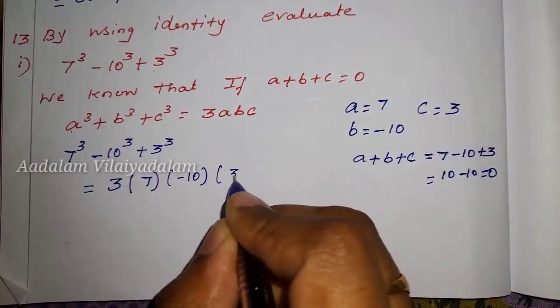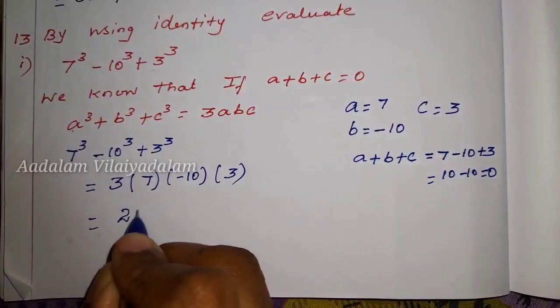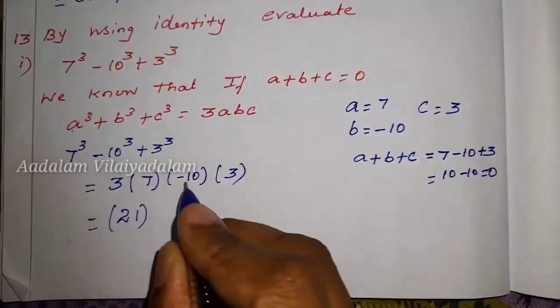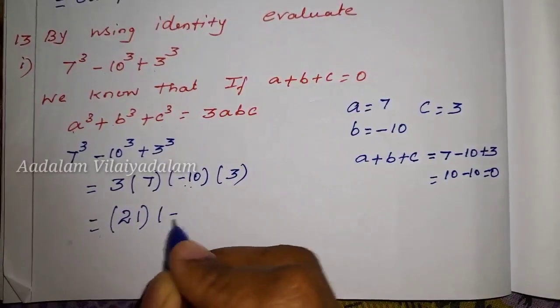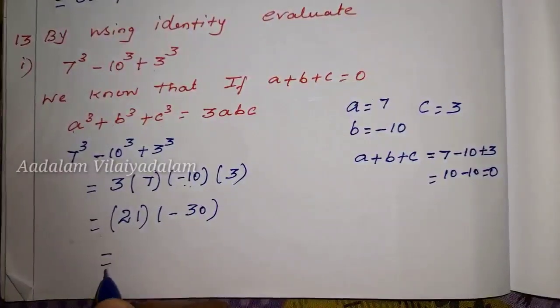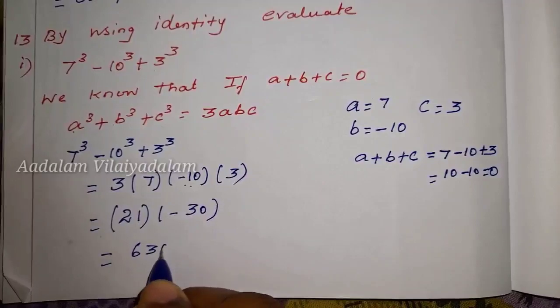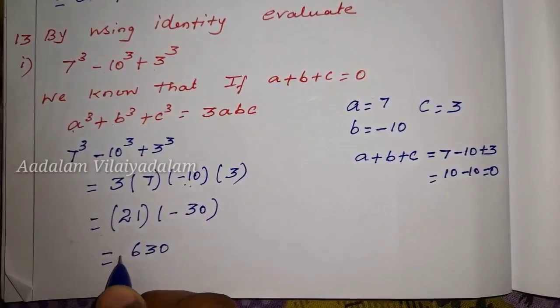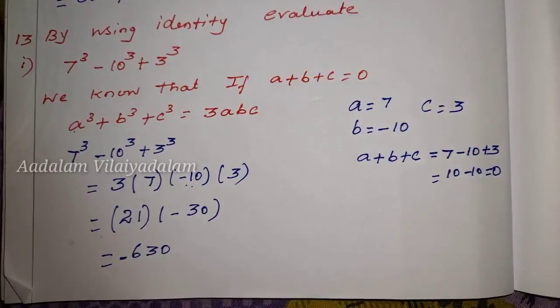c value is 3. Now 7 3s are 21, into 10 3s, with plus into minus giving minus. So 10 3s are 30. So 21 into 30, the answer is 630. So minus 630 is the answer.